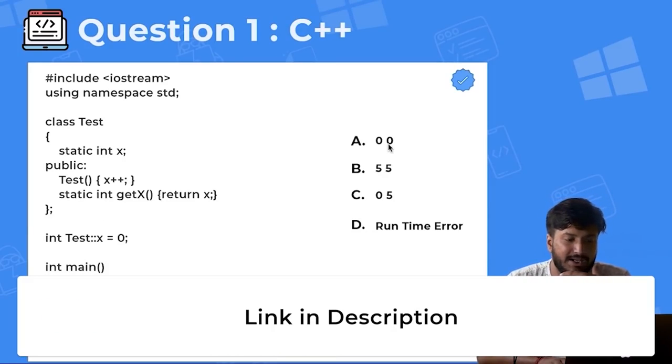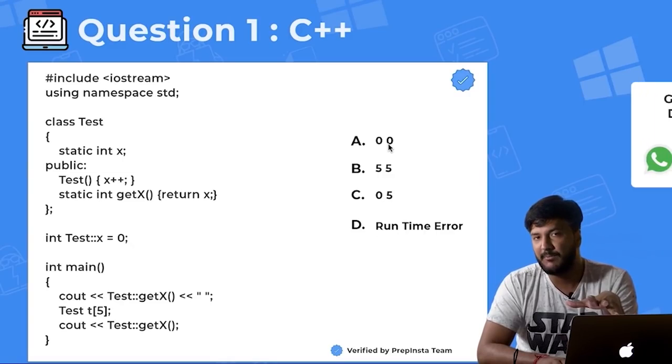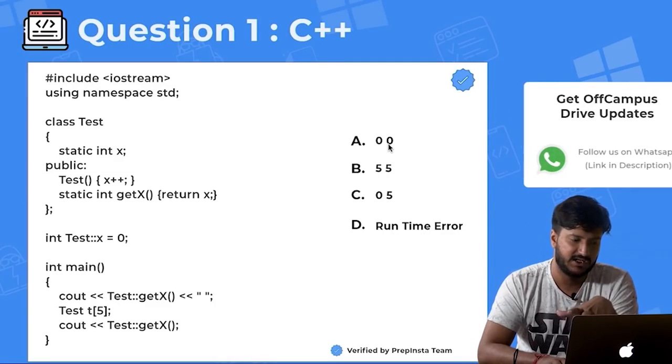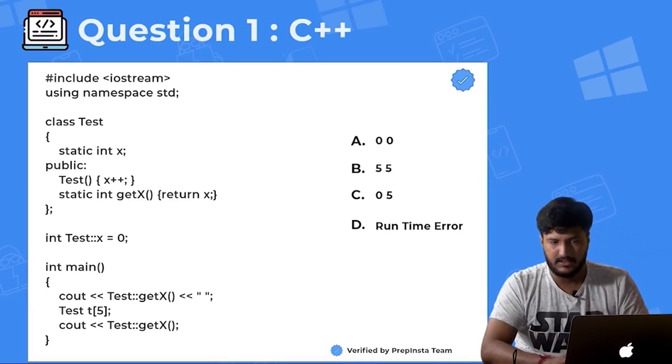Now what we'll do is C++. C++ is also very important. Out of 30 questions, approximately 6 to 7 questions would be based on C++, mainly object-oriented programming concepts. That is why it is very important for you all to understand. So let's go ahead and start.